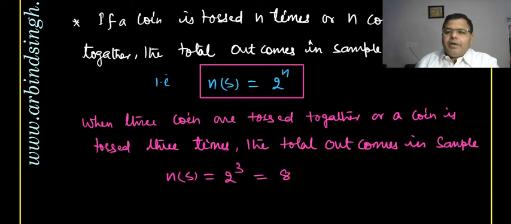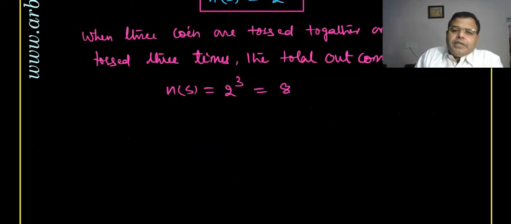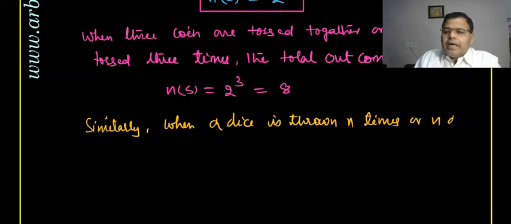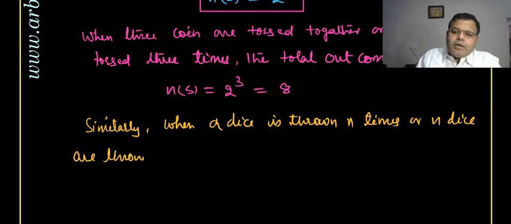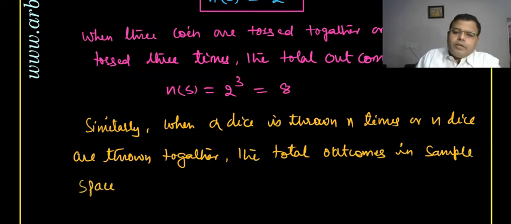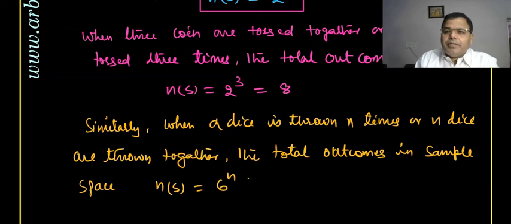Remember one more thing, just for knowledge. Similarly, when n dice are thrown together, the total outcomes in the simplest sample space will be n(S) = 6 to the power n. Total outcomes in the sample space will be 6 raised to the power n.